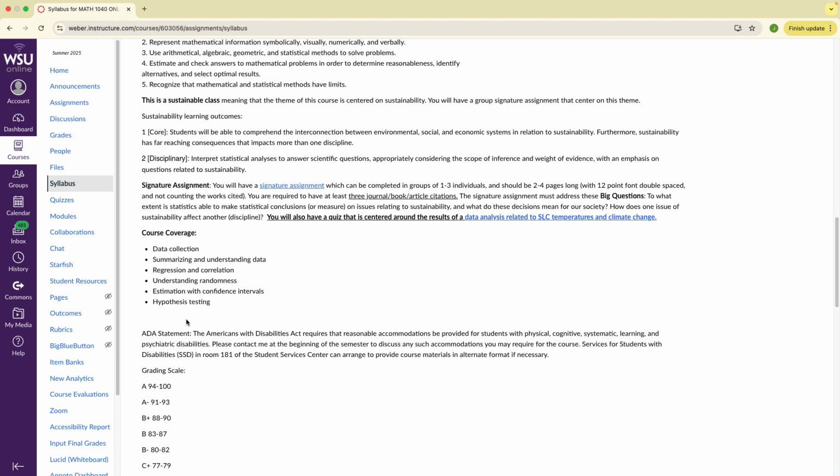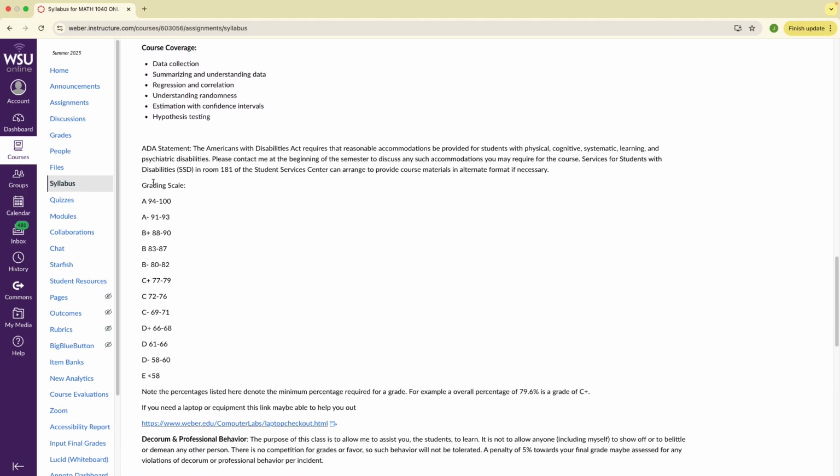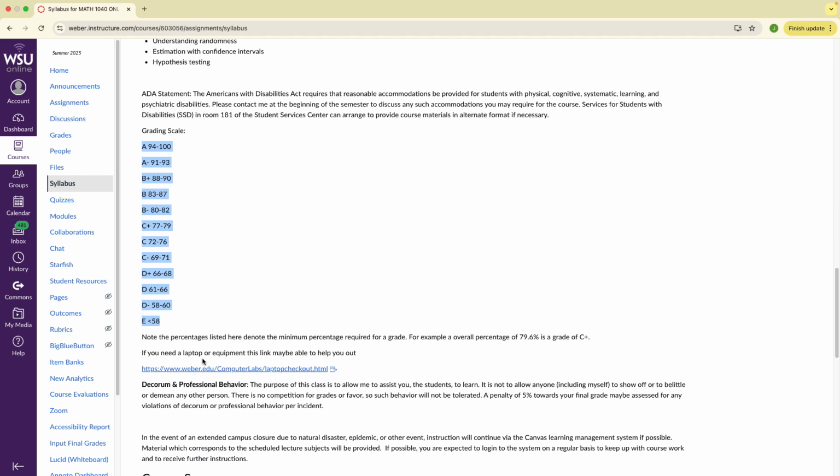In terms of the course coverage, these are the main topics that we're going to cover. And in terms of calculating your final grade, these are the percentages that correspond to the letter grades.